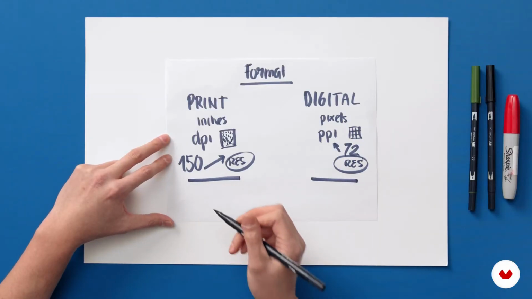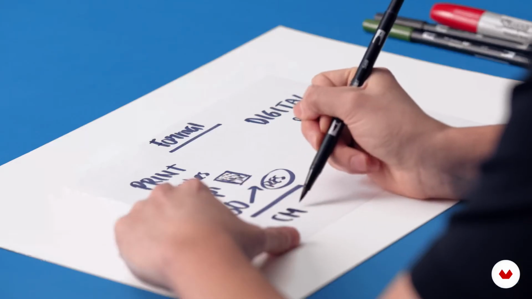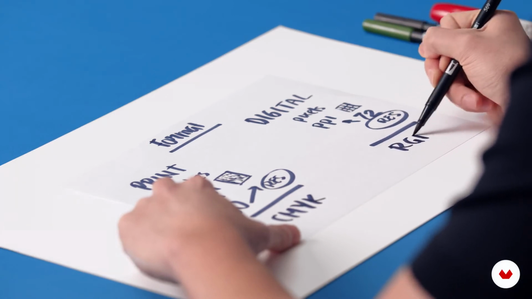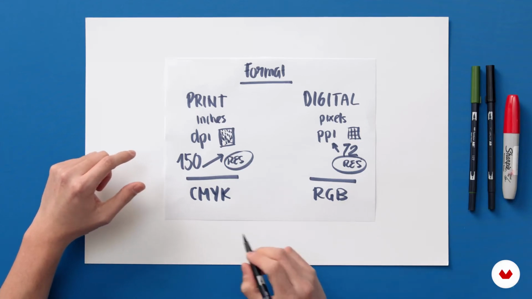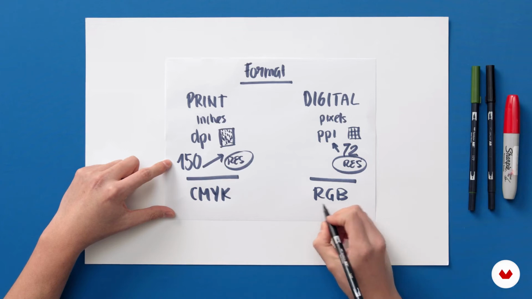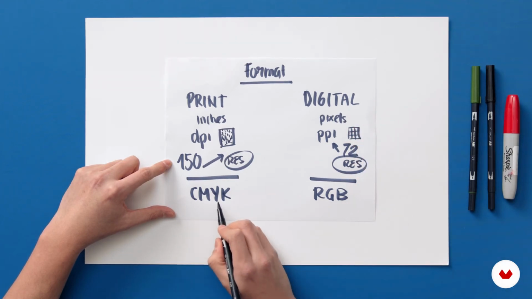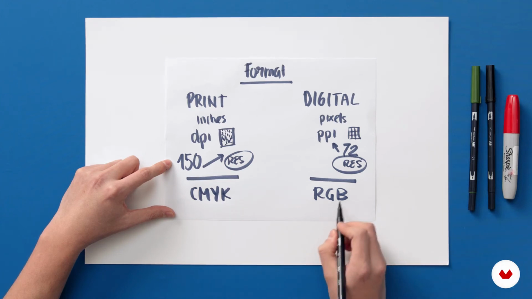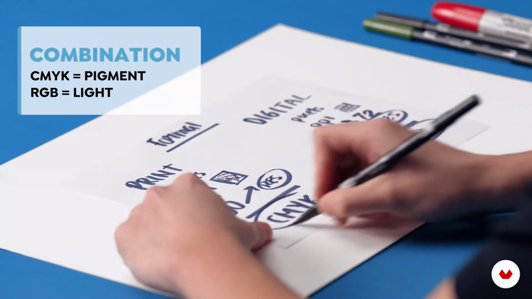So now in here, I'll explain about color formats. We have two different kinds of color modes. One is CMYK for print, and the other one is RGB for digital. These letters stand for cyan, magenta, yellow, and black, and red, green, and blue. The combination of these three colors are going to be lights, and the combination of these four colors are going to be pigments.